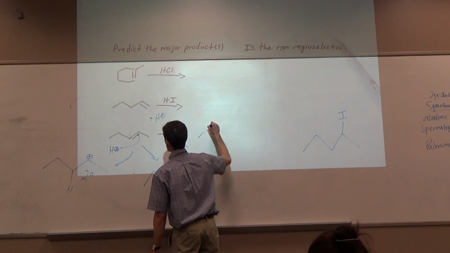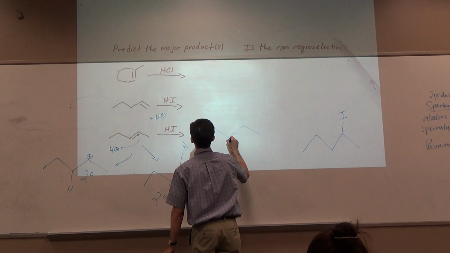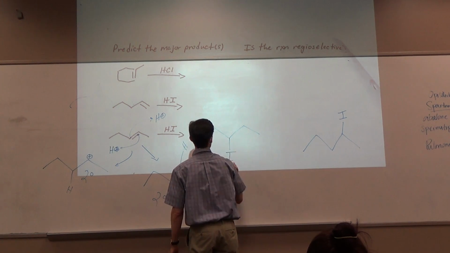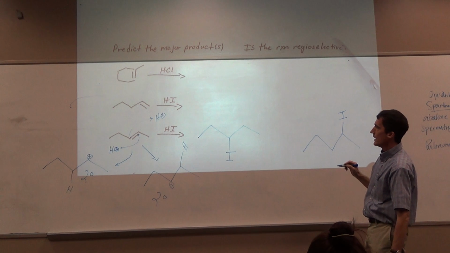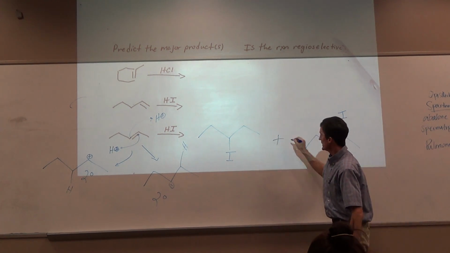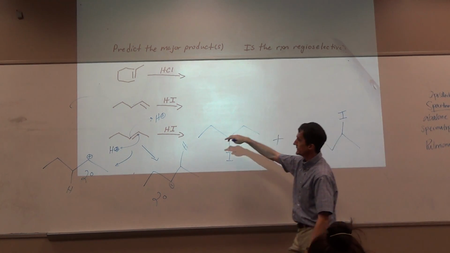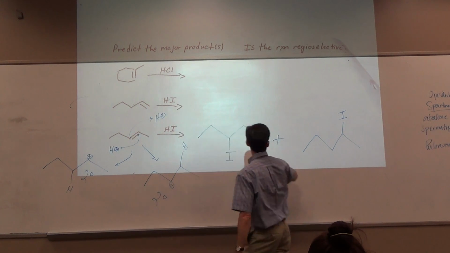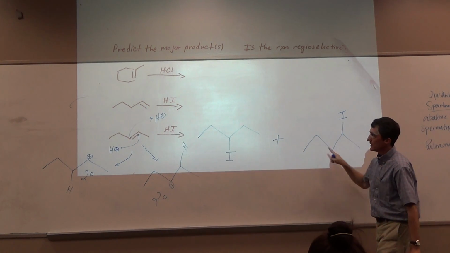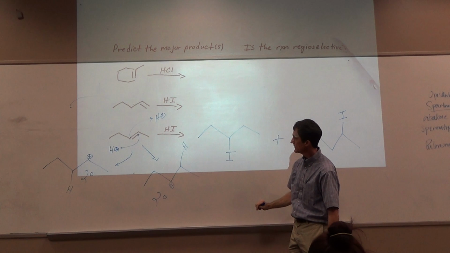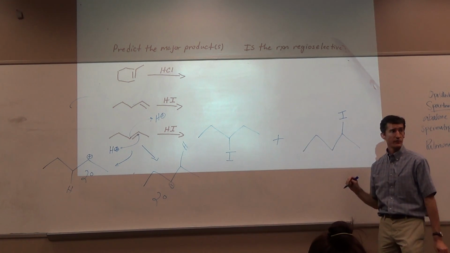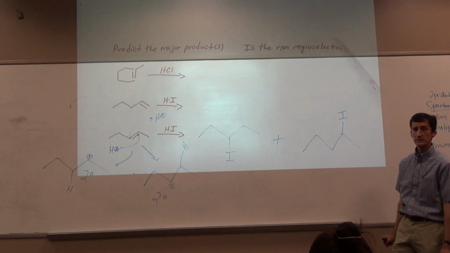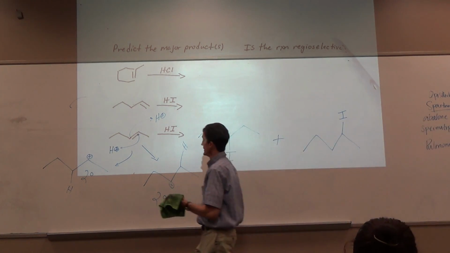Let's draw both products. We'll get one product with the iodine here. And the other one you have. Oh yeah, it's very similar. This reaction is going to be regioselective and only give that one. The bottom reaction actually gives both. Neither one is going to be highly favored.